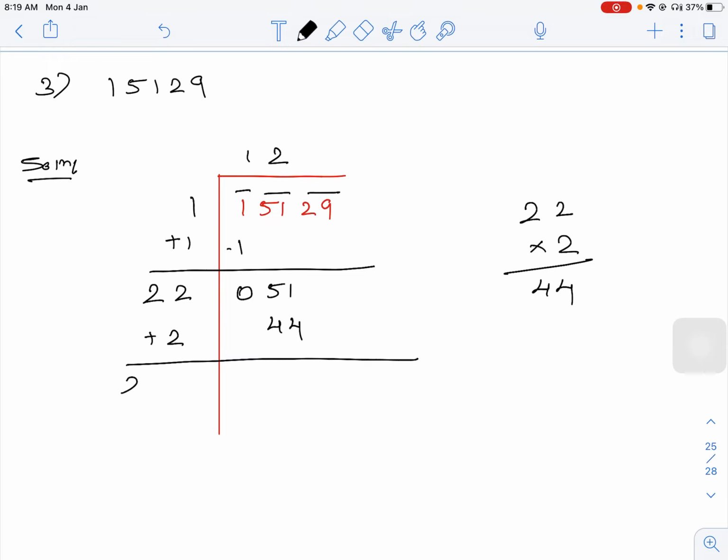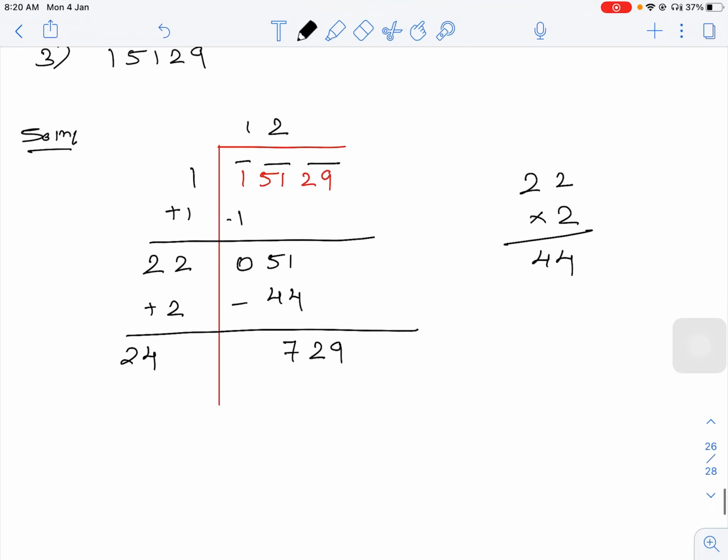Okay, now our answer will be 24 over here, and when we subtract it over here, we get 51 minus 44, so our answer should be 7. Okay, now in the next step, we'll bring this pair over here. So what is the pair?